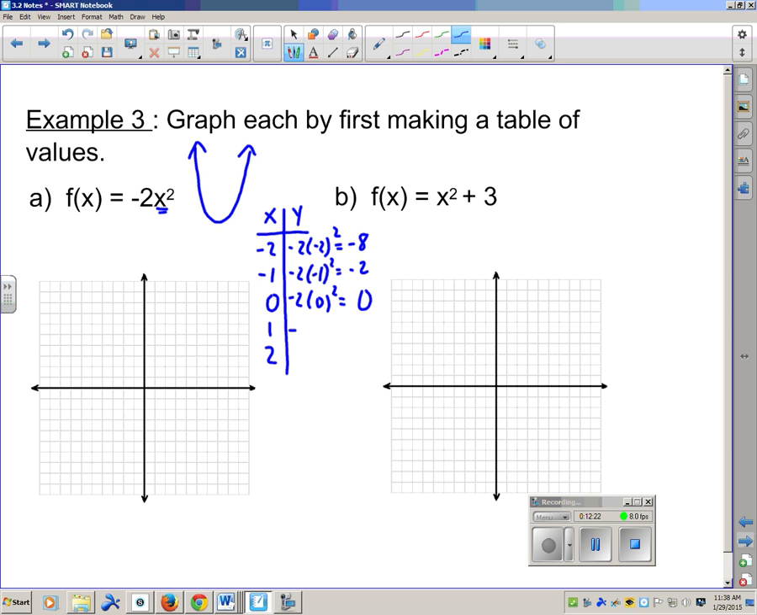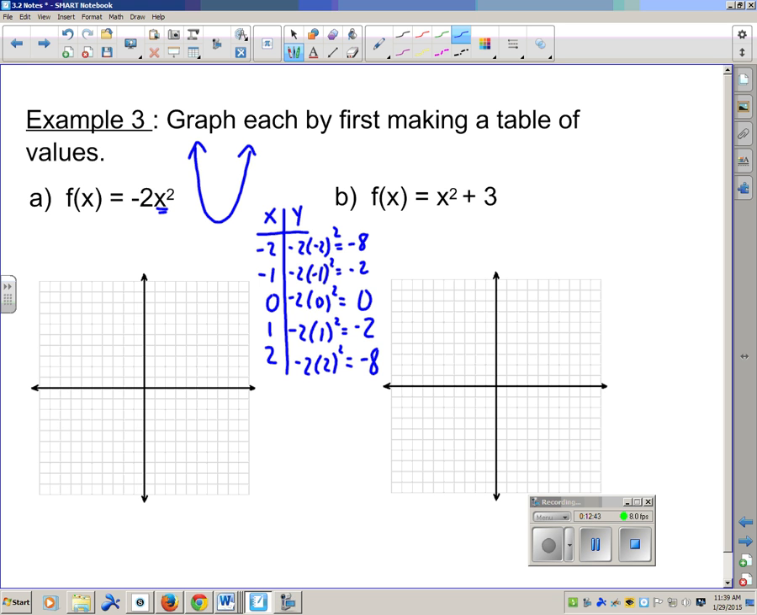Then we've got a 1 here. Got to square the 1 first. So 1 times 1 there is 1 times the -2. So we end up getting there a -2. And then I can plug in -2 times 2 squared. 2 squared is 4 times the -2 there is a -8.